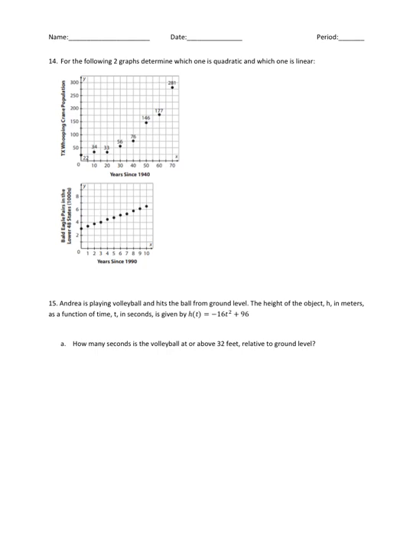All right, for our last page, number 14 gives you a scatter plot, and it wants you to determine which one is linear and which one's quadratic. A quadratic has a curve shape and linear is a line. So your goal is to try to draw either a curve or a line that goes through as many points on the graph as possible.